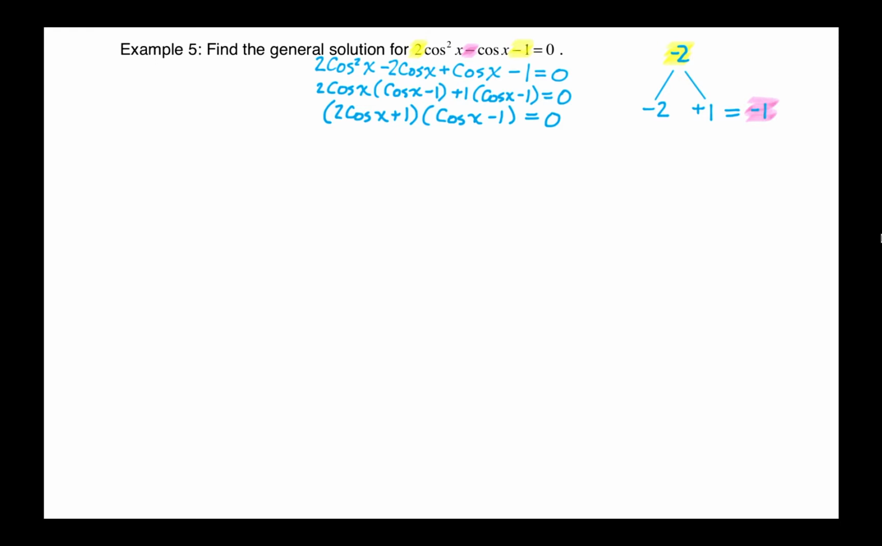So next we're going to get cosine x equals -1/2 or cosine x equals 1. So just setting the first factor equal to 0, cosine x plus 1 equals 0. Solve that for cosine x. You get cosine x equals -1/2. Or the other possibility is cosine x minus 1 equals 0, which means that cosine x would have to be equal to 1.